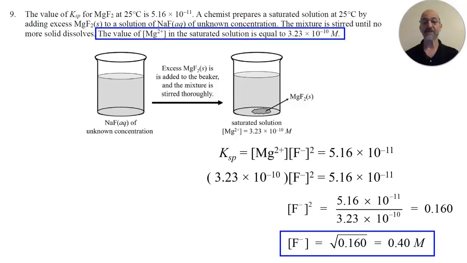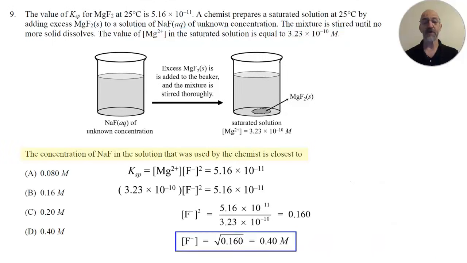So we have now answered question 9 by plugging in the concentration of the magnesium ion that we were given, and also knowing the value of KSP, and then solving for the concentration of the fluoride ion. So 0.40 molar is the correct answer to question 9, and that makes choice D the correct answer to question 9. So again, the message about the common ion effect is that magnesium fluoride is much less soluble in a solution that already contains fluoride ions.